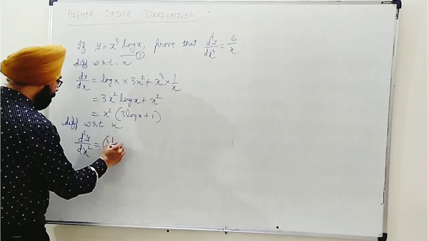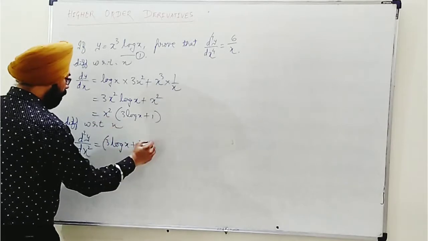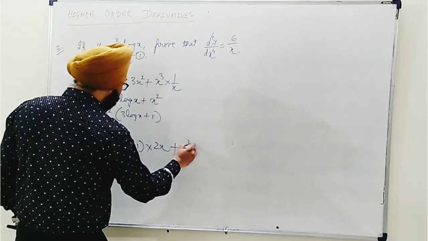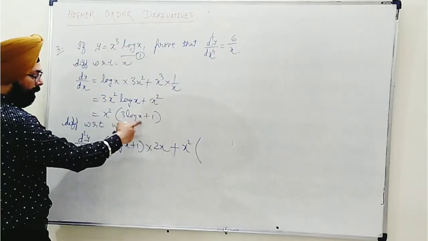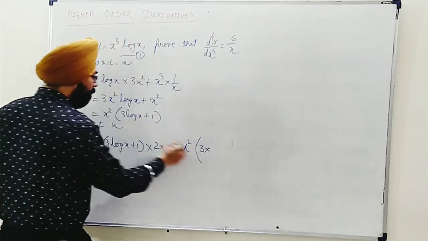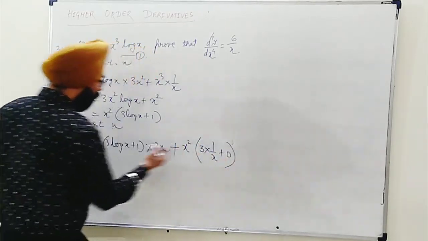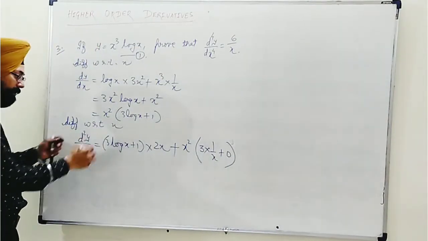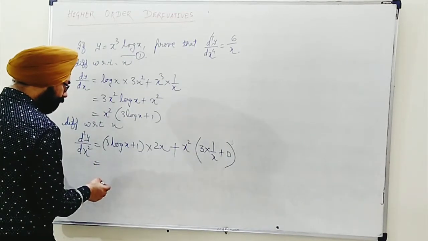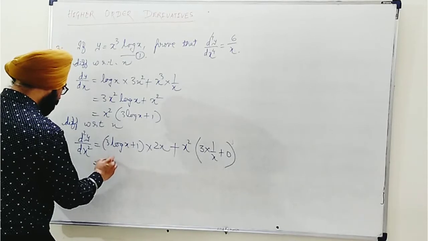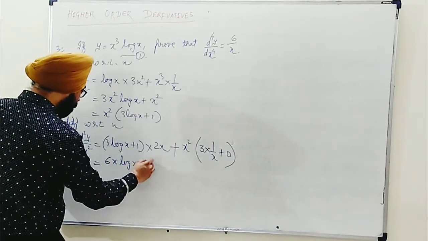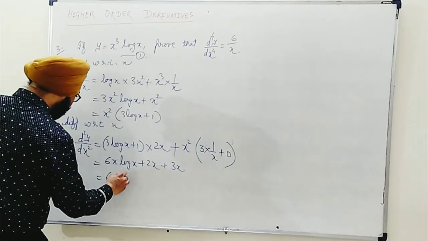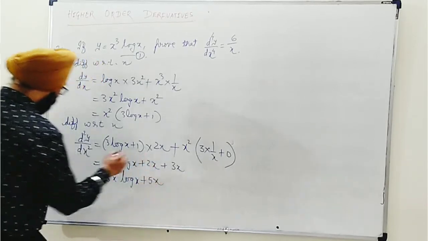So this bracket remains as it is into x square differentiated we get 2x, plus x square remains as it is. In the bracket, 3 being a multiplication remains as it is, log x will be 1 upon x, and 1 being a constant in the term turns 0. We have differentiated the bracket according to the product rule. Okay, and once again we will simplify. So we get here, multiplying 2x inside, 6x log x plus 2x, and from these after simplifying we are getting 3x. So finally we have 6x log x plus 5x.